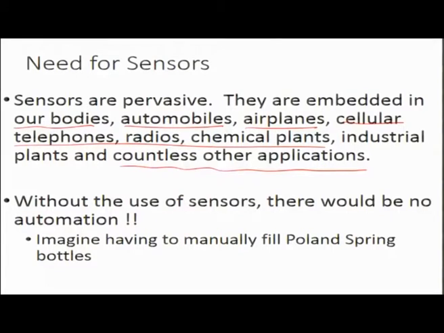And we can make this statement saying that without the use of such sensors, which are actually able to monitor and feed back the signal, there will be virtually no automation possible. So sensors do form a very, very important aspect of almost all mechatronic systems, intelligent systems, what we are discussing in this particular module.